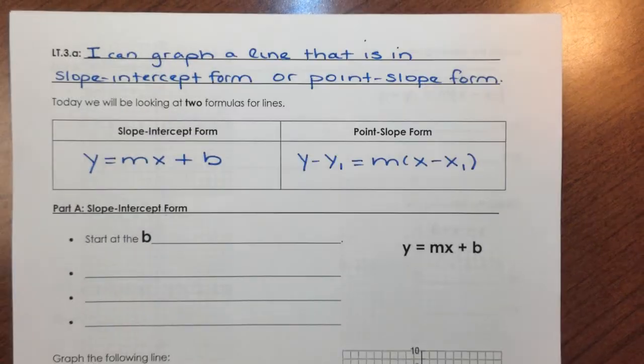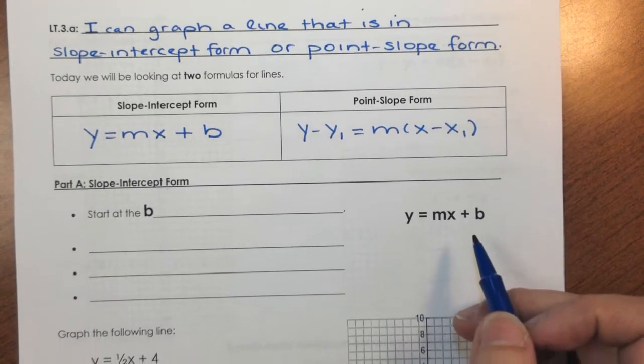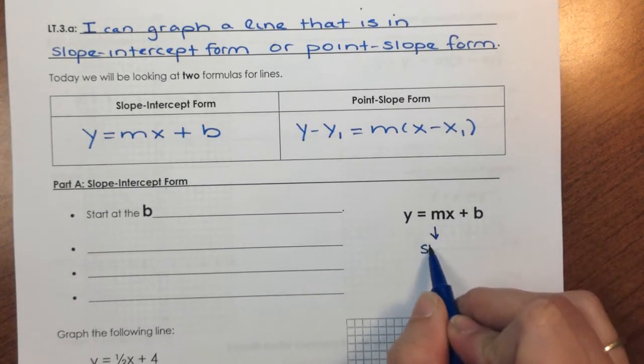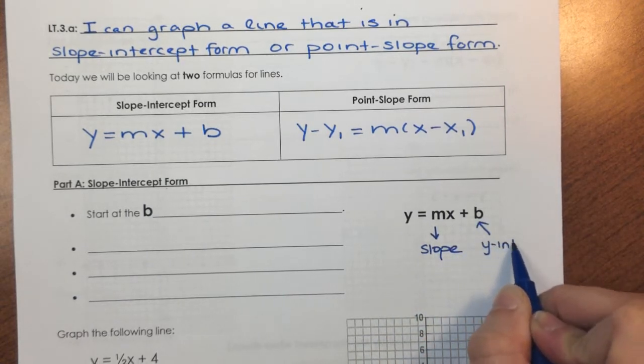All right, partner A, you are in charge of teaching your partner how to graph a line that's written in slope-intercept form. Here's our formula for slope-intercept form. If you don't remember, the m represents the slope, which we spent all last class talking about, and b represents the y-intercept.